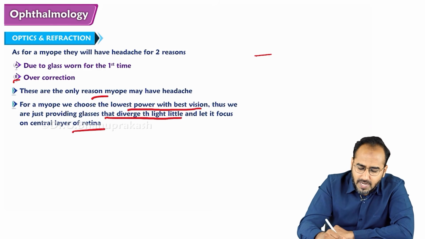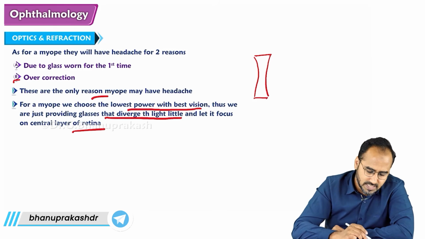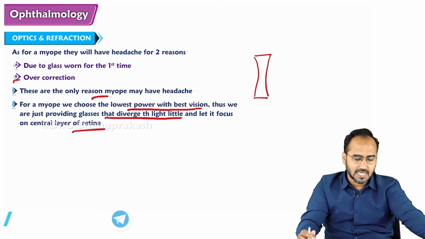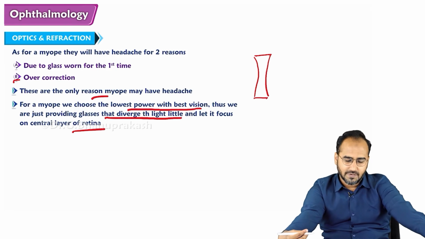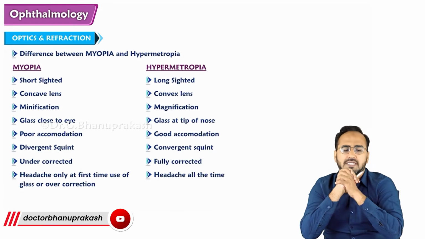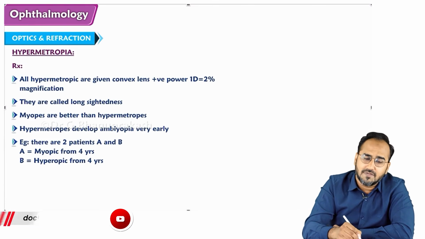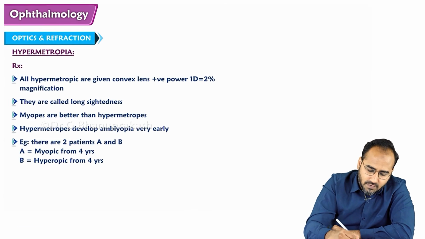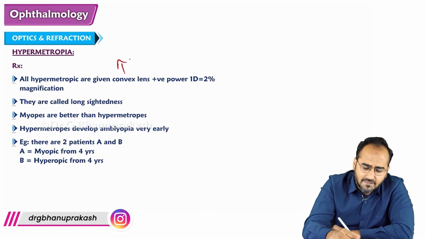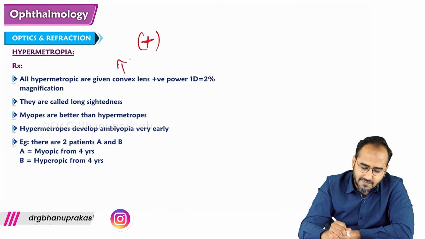So what glasses do we give for myopics? We give concave glasses. Whereas for hypermetropics, what do we give? We give convex glasses. So when you compare myopics with hypermetropics, which one is better, guys? In the treatment of hypermetropia, we give convex glasses, or magnifying glasses, that will cause magnification. Hence, plus is given for hypermetropia. Whereas for myopics, we give concave glasses.